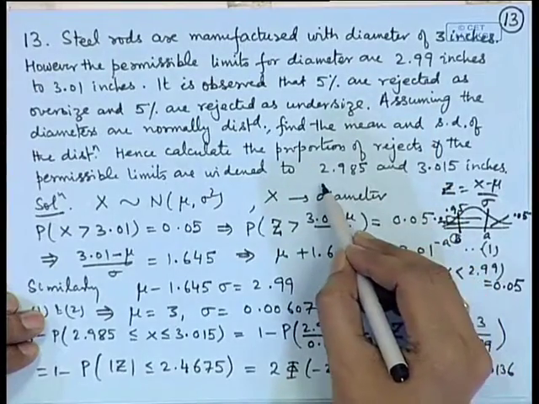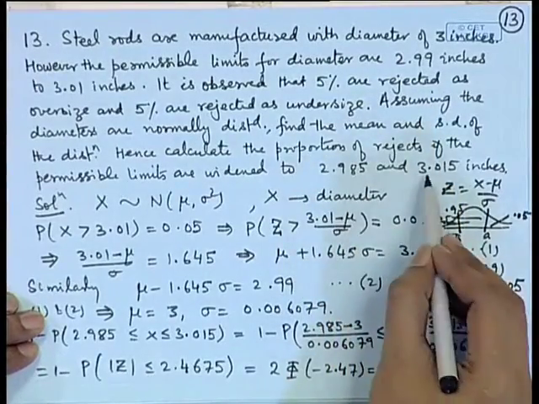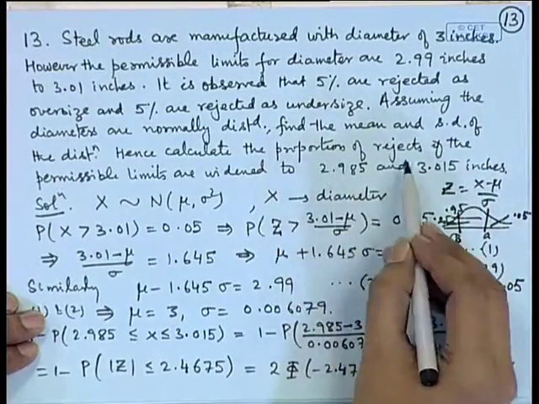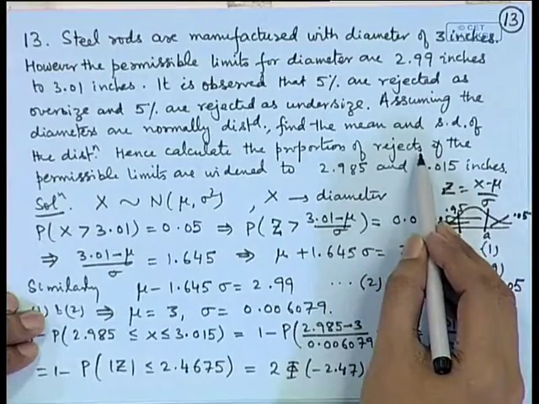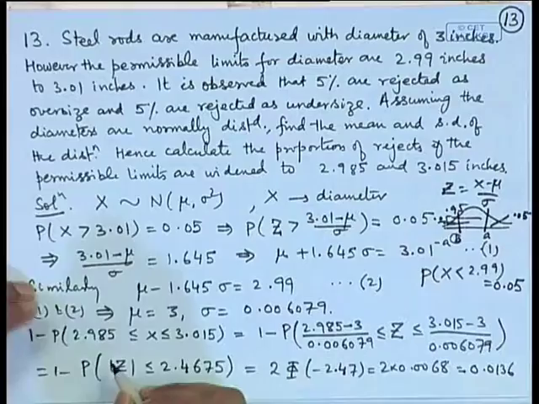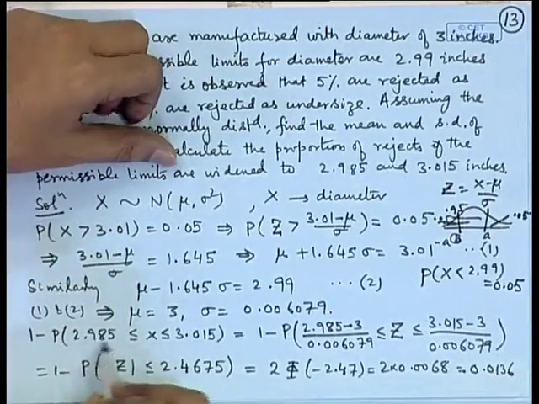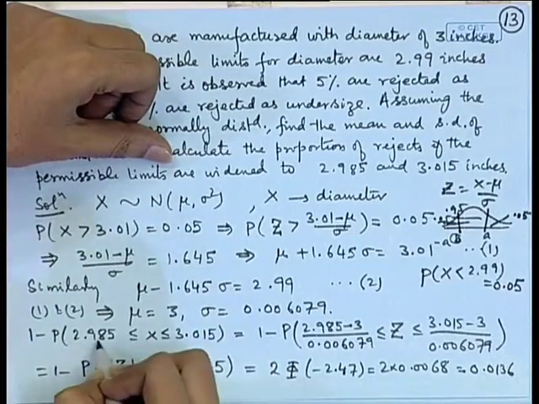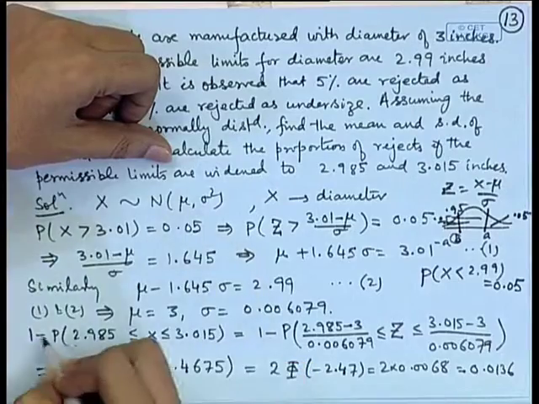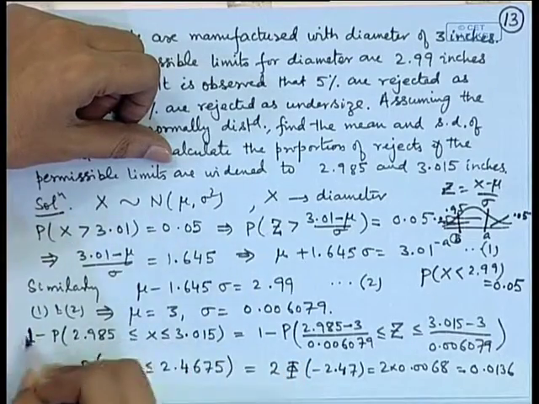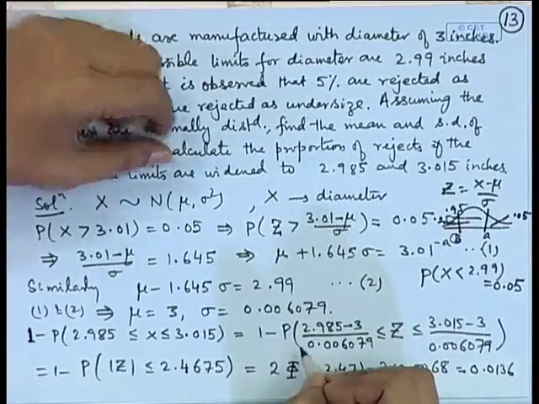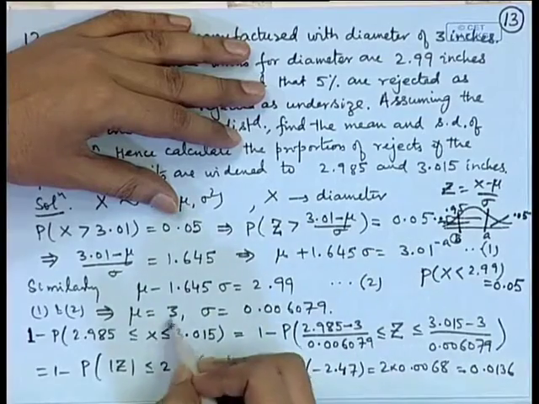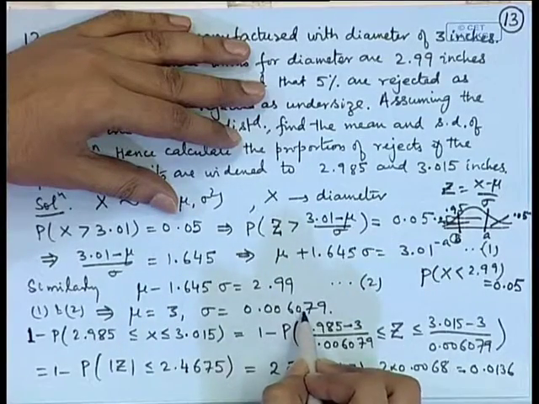Now, under these values of mu and sigma, if we extend the permissible limits by a little more, that is by 0.015, that is from 2.985 inches to 3.015 inches, then what is the proportion of rejecting of the steel rods? So, we calculate the probability of accepting the rod, that means x lies between 2.985 and 3.015, and 1 minus that is the probability of rejection.